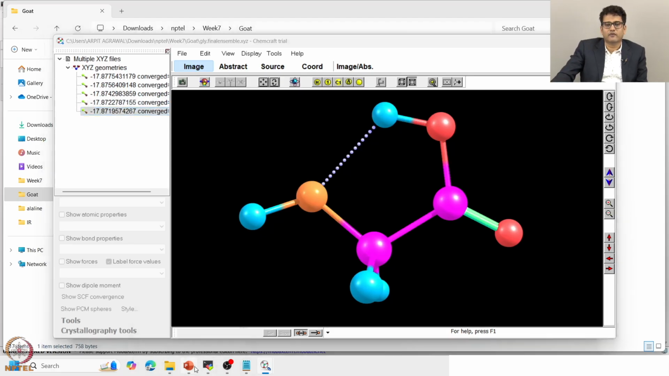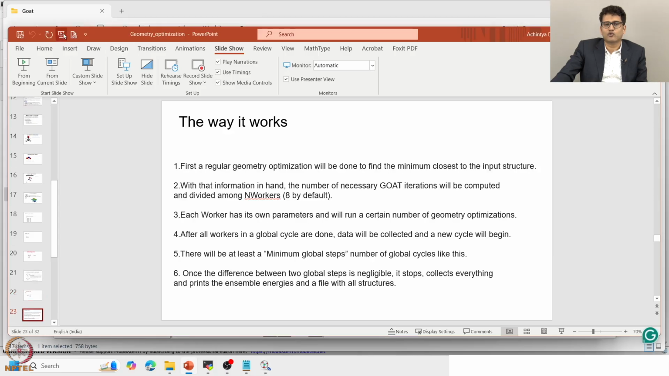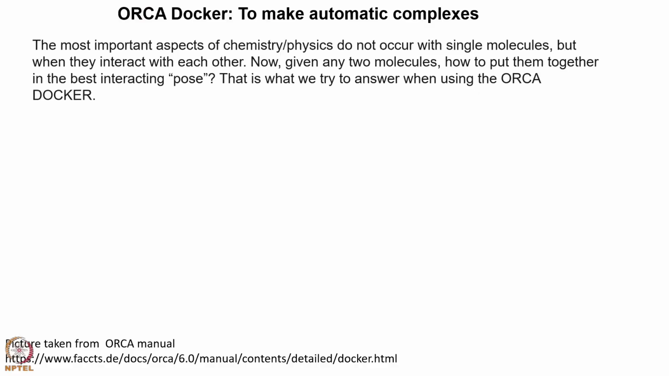Now, next we go to another feature, but before that, just to let you know how it works properly, there is another important utility which you can use. This is where we considered the global minima of a single structure. Now, let us have two molecules interacting with each other. That is a very common situation in chemistry. To react, the molecules have to come in a proper orientation. The most important aspects of chemistry and physics do not occur with single molecules, but when they interact with each other. Given any two molecules, how to put them together in a best interacting pose is something the Orca-Docker can answer.